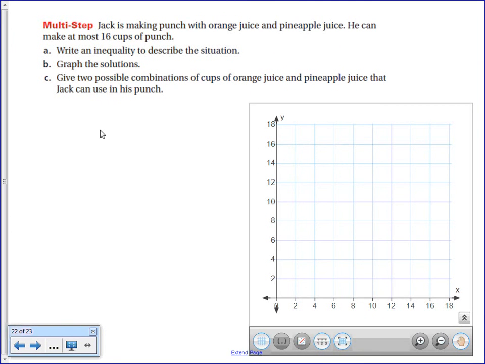All right, so the last one here, we got a little word problem. Jack is making punch with orange juice and pineapple juice. He can make at most 16 cups of punch. So we need to write an inequality to describe the situation. Well, let's designate the orange juice cups as x, and pineapple juice cups as y. So the inequality that we're going to have, and this is for letter A, is x plus y, and it's at most 16, so it has to be less than or equal to 16. So it can be under 16, but it can't be over, and it can be equal to. So that is our inequality.